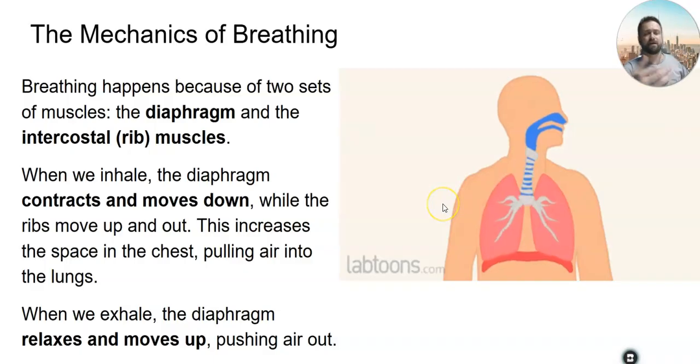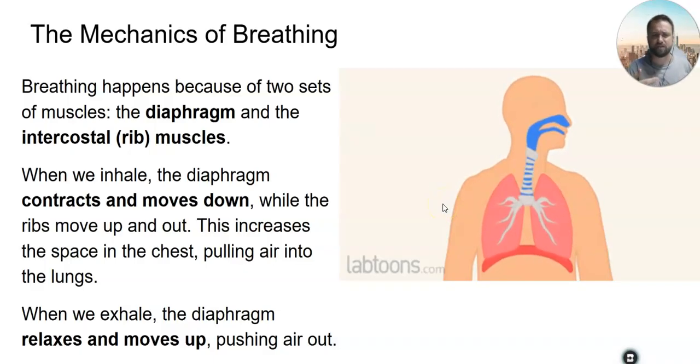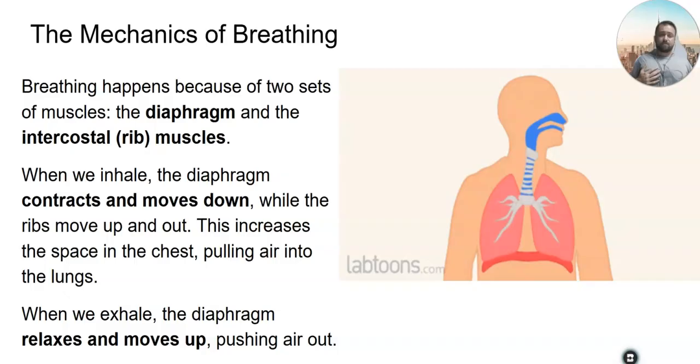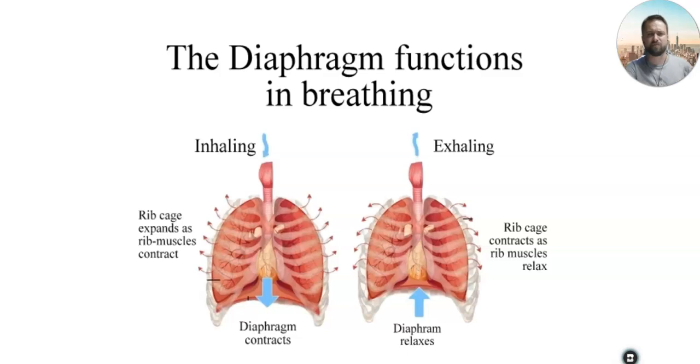When we inhale, the diaphragm contracts and moves down, while the ribs move up and out. This increases the space in the chest, pulling air into the lungs. When we exhale, it's literally the opposite. The diaphragm relaxes and moves up, pushing the air out. Isn't that fantastic? There's a little bit of a diagram for you guys to understand it slightly better.